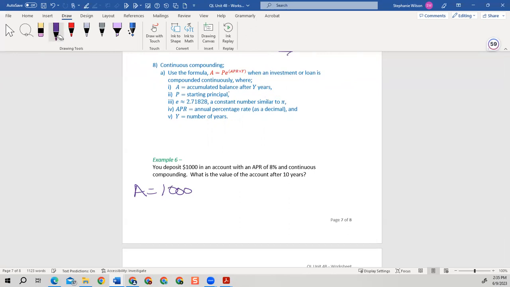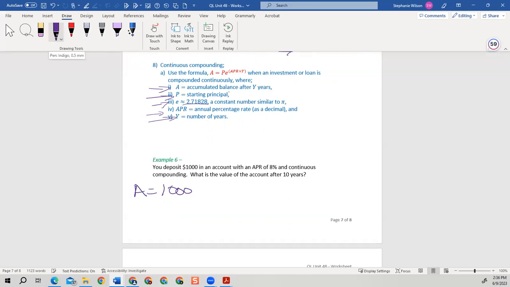All right. So A is my goal. It's what I want to accumulate. It's what I want in the end. P is my starting principal, my investment, what I'm applying, what I'm depositing. E, it said to use this right here. So if your directions tell you to use that, use it. If not, you have one on your calculator, use it. APR is the annual percentage rate. And then you got converted decimal, and Y again is the number of years.